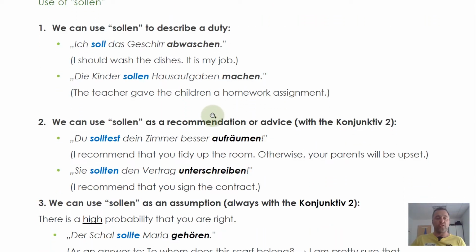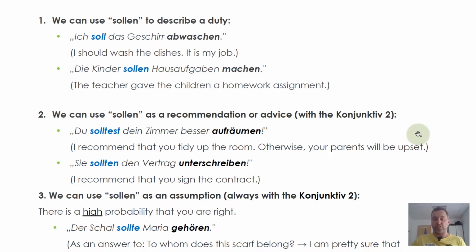And we can also use sollen as a recommendation or advice. Usually we use it then in the conjunctive 2 version, which doesn't use the dots here. So conjunctive 2 here is actually same like a preteritum. Usually conjunctive 2 adds dots to the preteritum version. Sollen doesn't do it. So du solltest dein Zimmer besser aufräumen, which is a recommendation.